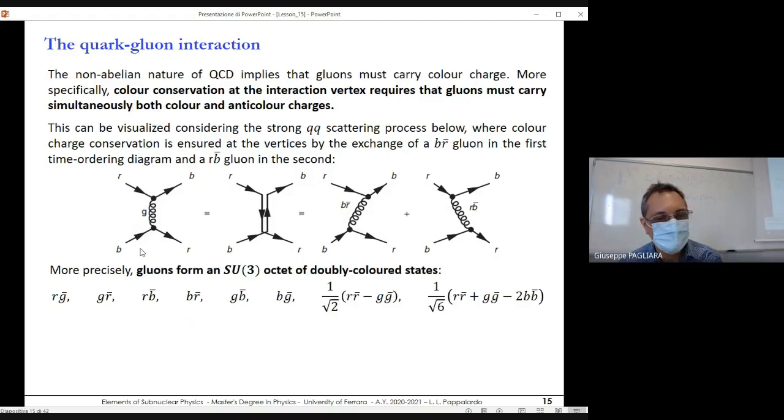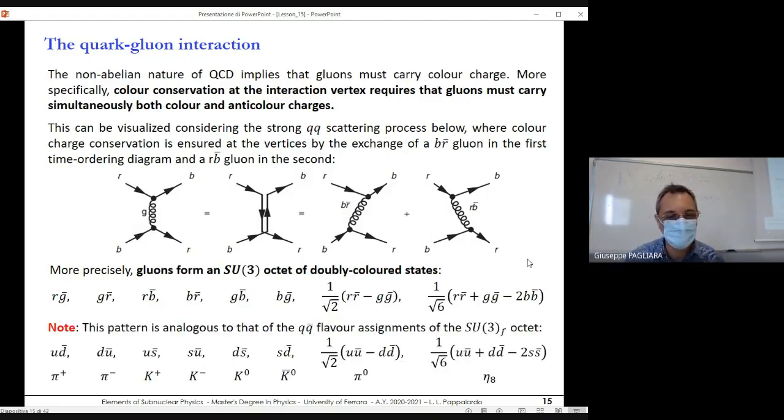Now, to be more precise, gluons form an SU3 octet of doubly colored states. And you see here all the possible combinations: red anti-green, green anti-red, red anti-blue, blue anti-red, etc. There are 8 and only 8 possible. And if you look at the structure of this octet, you realize that it is exactly the same as that of the quark anti-quark octet that we found at SU3 level. The algebra is exactly the same. So it's equivalent to u d-bar, d u-bar, u s-bar, s u-bar, etc., which corresponds to the mesons that we studied.